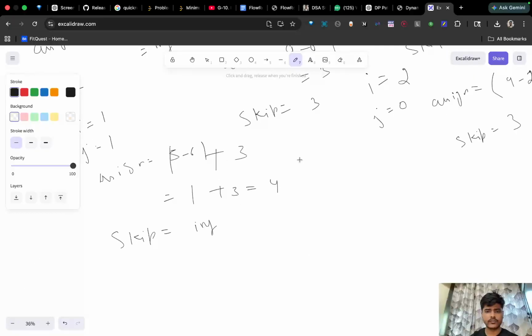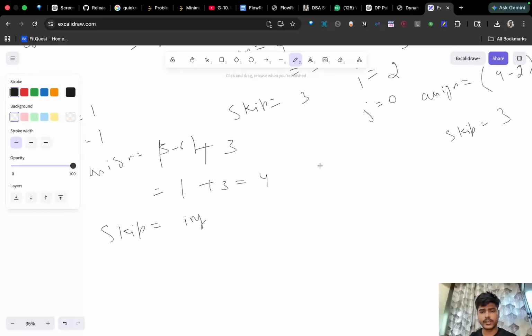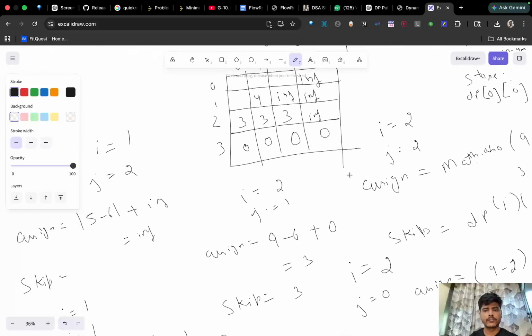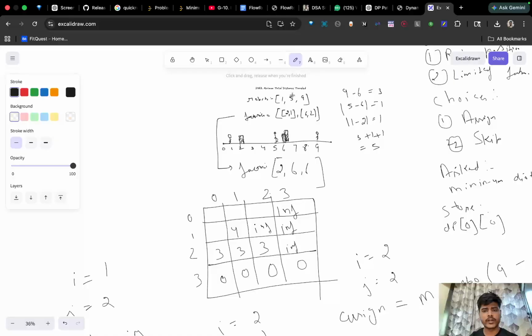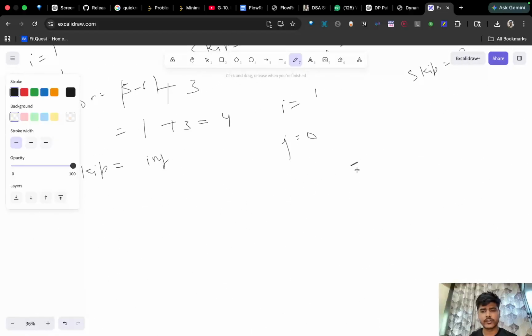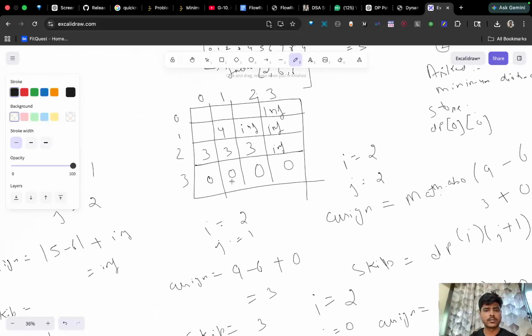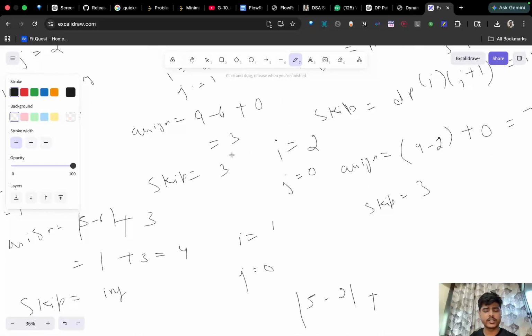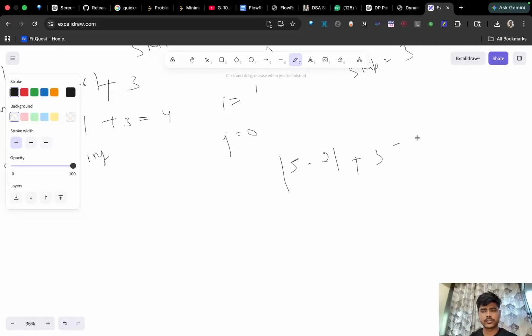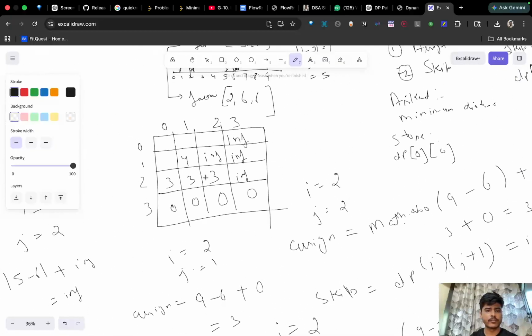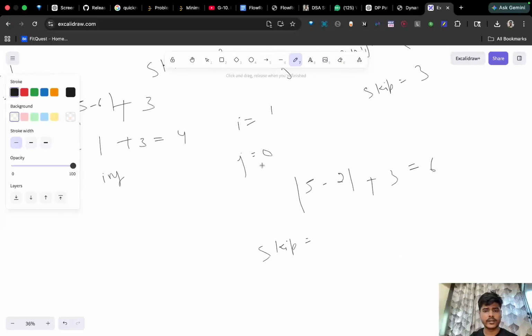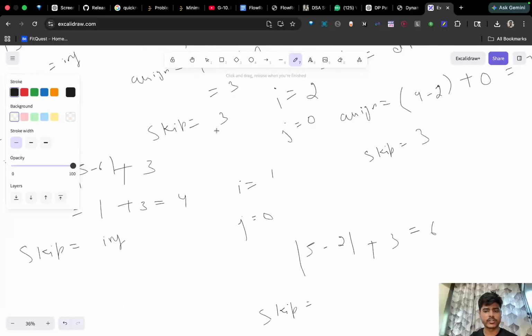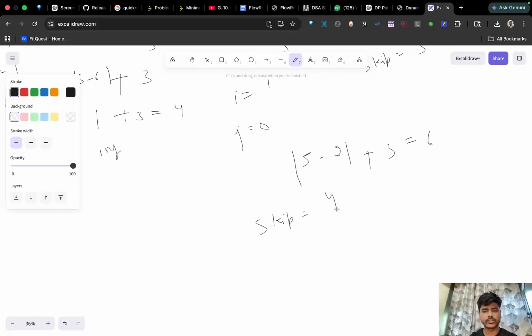Similarly, if I go and fill all the dp table for I equals 1, J equals 0, then it becomes second robot 5 minus 2, sorry, 5 minus 2 is 3, plus the answer for 2 and 1, which is 3. So 3 plus 3 is 6 here. If I skip, I do not assign, then the answer becomes dp of 1 and 1, and the answer is 4, and the minimum among both is 4. So I'll be writing 4 here.